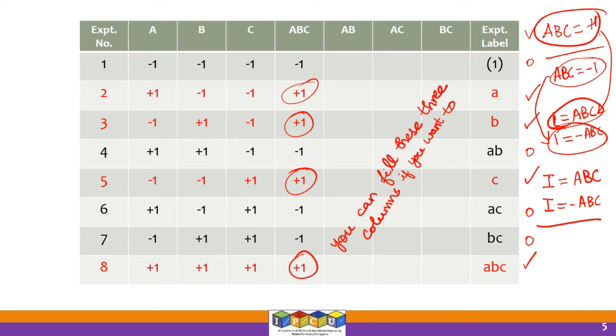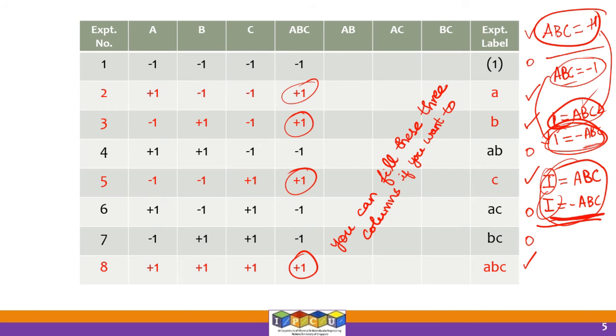Experiments 1, 4, 6, and 7 have ABC equal to minus 1. I can write ABC equal to plus 1 as 1 is equal to ABC. I can write ABC equal to minus 1 as 1 is equal to minus ABC. In the next step, I'm conforming to the notation used in the design of experiments literature, where I just replace 1 by I. So I is nothing but a symbol for 1. And this second equation becomes I is equal to minus ABC. This is important as we go forward.